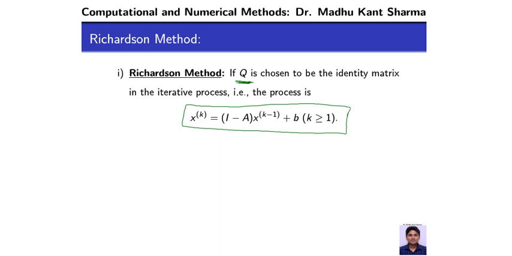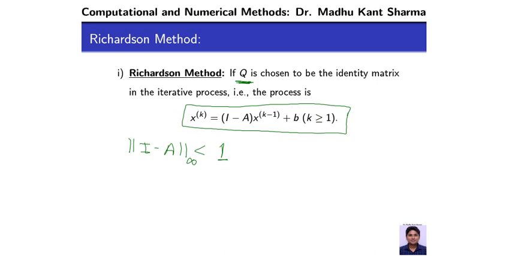So for this case, if you choose Q to be the identity matrix, what is the sufficient condition? It is that the norm of I minus A is strictly less than 1 with respect to any subordinate matrix norm. So you can check with the infinity matrix norm whether this is less than 1 or not. This is simple.